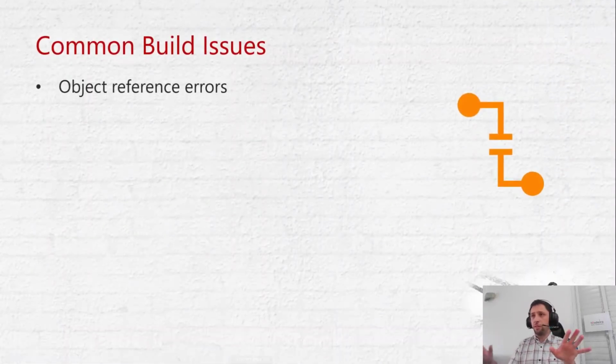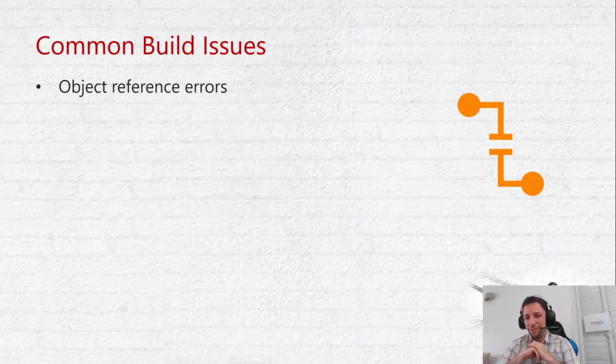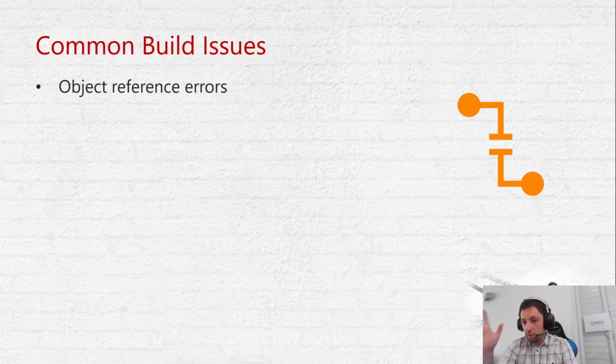Let's talk about common build issues. First of all, the most common build issue in SSDT is object reference errors, which is basically when you have a stored procedure that references objects which are either outside of the database or they simply no longer exist. When you first create your first SSDT project, the schema of which is already an existing live database, most likely you would have such issues unless you have a very, very clean development methodology and so on.